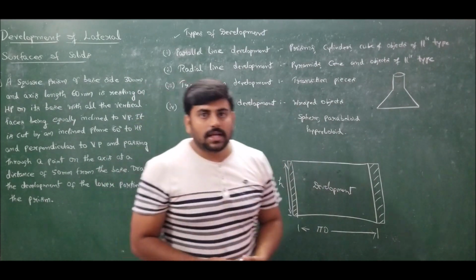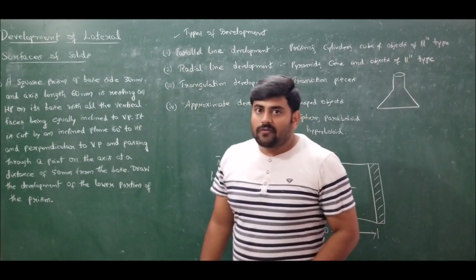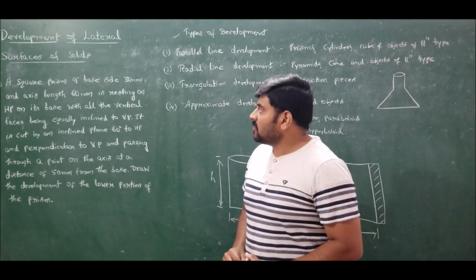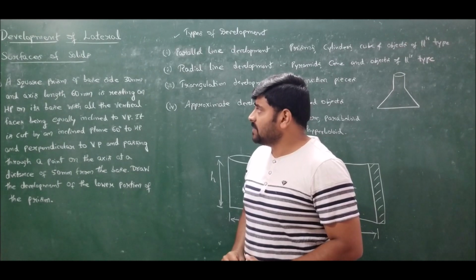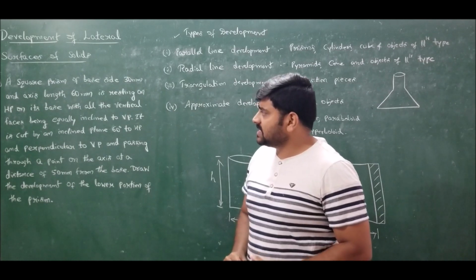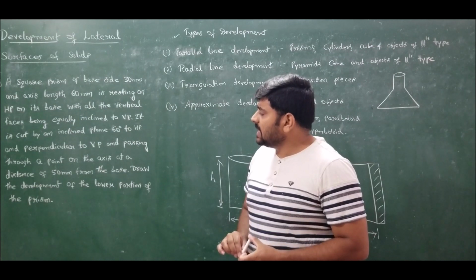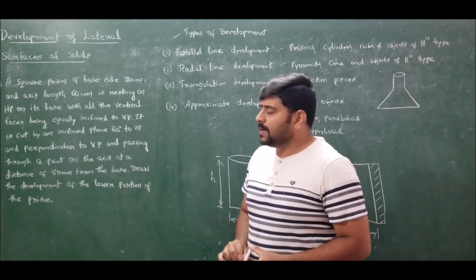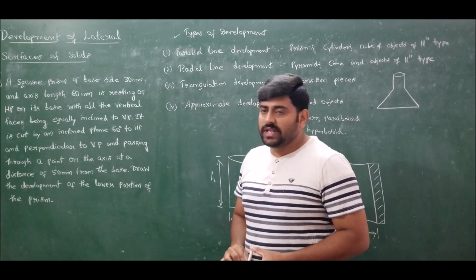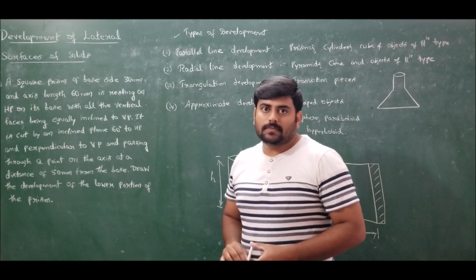Now, in today's lecture, let us address a problem on parallel line development. The problem number 1 of our discussion on development of lateral surfaces of solids states that a square prism of base side 30 mm and axis length 60 mm is resting on horizontal plane on its base with all the vertical faces being equally inclined to vertical plane. It is cut by an inclined plane 60 degree to HP and perpendicular to VP and passing through a point on the axis at a distance of 50 mm from the base. Draw the development of the lower portion of the prism.